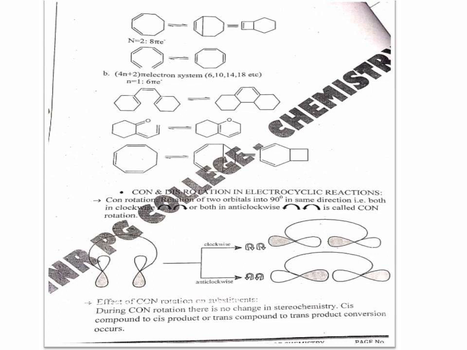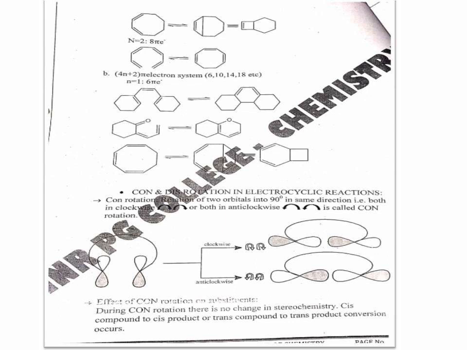So now conrotation means the two orbitals which are participating in the sigma bond formation or the breakage of the sigma bond, they will undergo the movement in the perpendicular, meaning the 90-degree direction, in the same direction. Means if one moves in the clockwise direction, the other one also will move in the clockwise direction. If one orbital moves in the anti-clockwise direction, the other also will move in the anti-clockwise direction. That is called the conrotation.